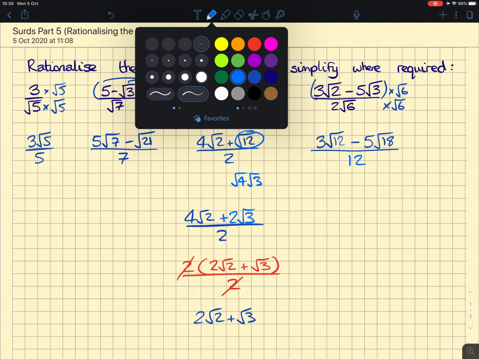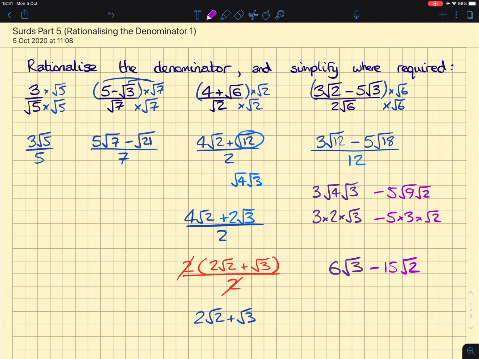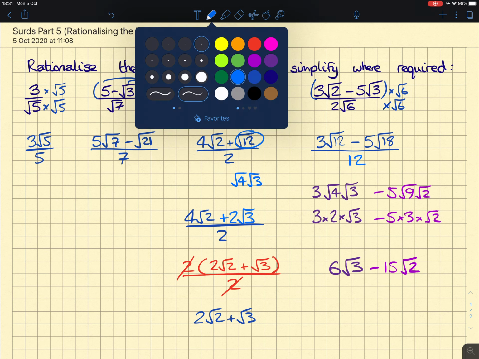Then, on the top, we have two surds that can be simplified. We have both the root 12 and root 18 that can be simplified. The root 12 is going to become a root 4 root 3, which will then become a 3 times 2 root 3, which will eventually become a 6 root 3, which I'm just going to write down here. Then we have our negative 5 root 18. Root 18 is going to become root 9 root 2, which will then become a 3 root 2, so a 5 times 3 root 2, and that leaves us with a negative 15 root 2. And then we've still got that 12 that's on the bottom of the fraction.